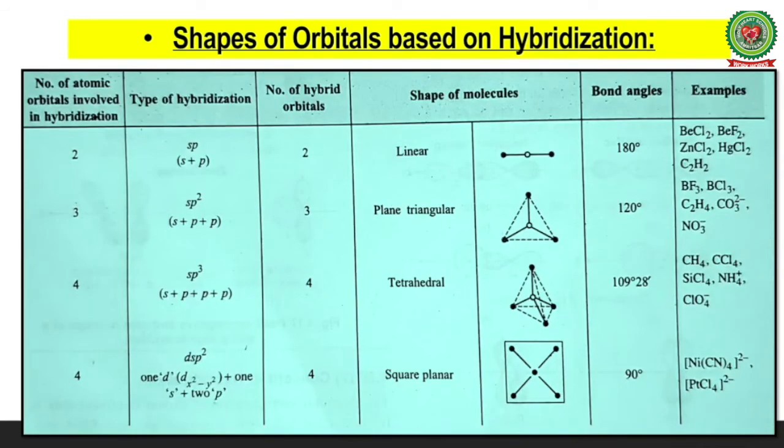Now next, suppose there are 4 orbitals, but the combination is dsp2, that means 1 d orbital, 1 s orbital and 2 p orbitals are combining. Then the shape is not tetrahedral but square planar, and the angle in square planar is 90°. Mostly coordination complexes have dsp2 hybridization and an angle of 90°, and they show the shape of square planar.